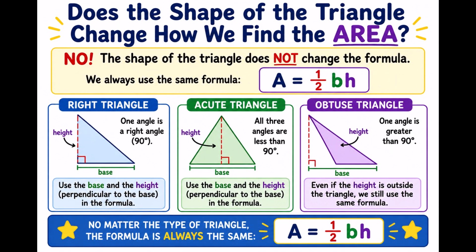Right triangle, acute triangle, obtuse triangle, and so on. Does the shape of the triangle change how we find the area? No, the shape of the triangle does not change the formula. We always use the same formula as long as it is a triangle. The formula again is A equals half BH.